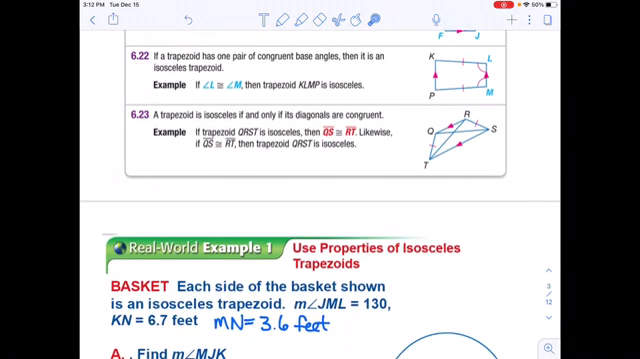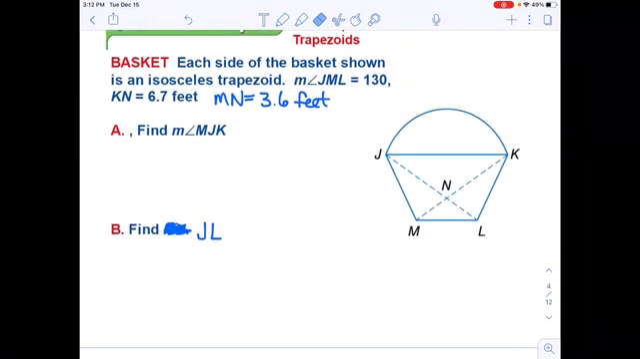And then we know that a trapezoid is isosceles if and only if its diagonals are congruent. So if you recall, like I said earlier, the rectangle slideshow tells us that rectangles have congruent diagonals. Well, trapezoids do too. That's why when we were talking about rectangles, we first had to know it was a parallelogram. If it's not a parallelogram, it's probably a trapezoid with congruent diagonals. So let's use this information. Notice there's a little typo here. I already fixed it. So each side of the basket is shown as an isosceles trapezoid.